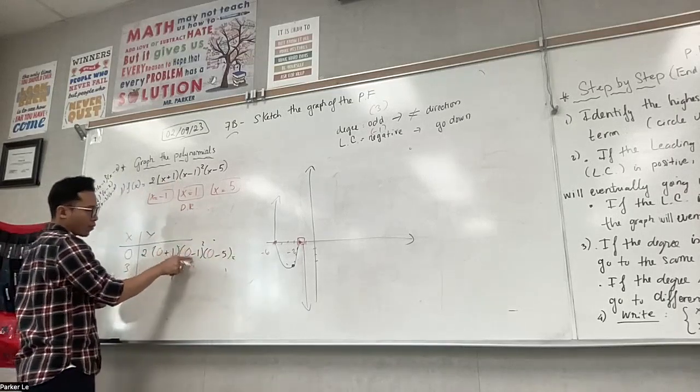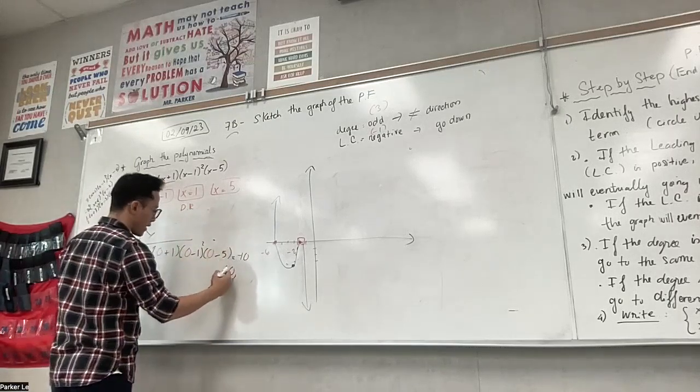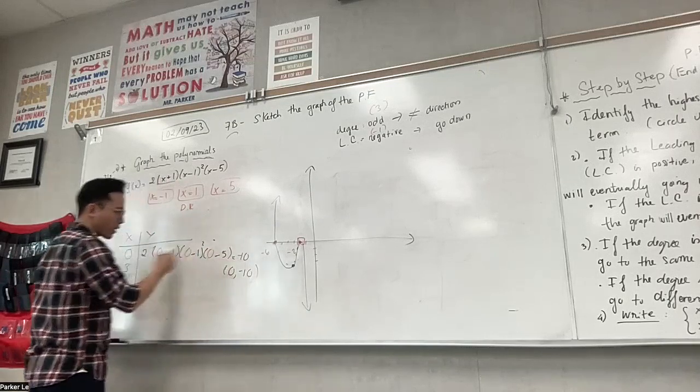So 1, 1, -5. So it's -10. The point is (0, -10). I leave the calculation for you.